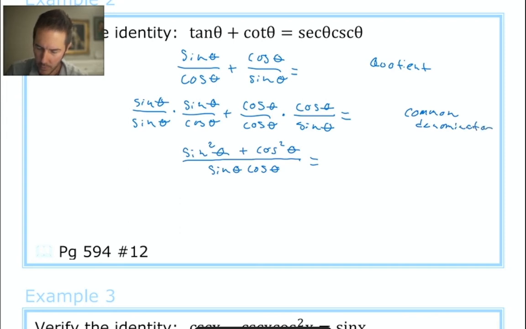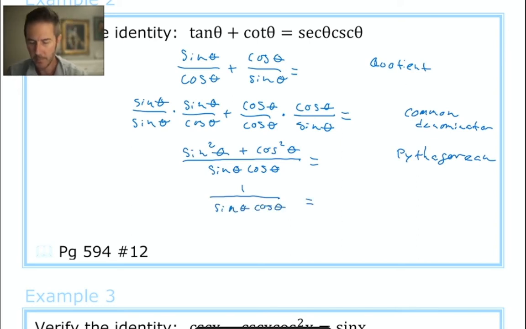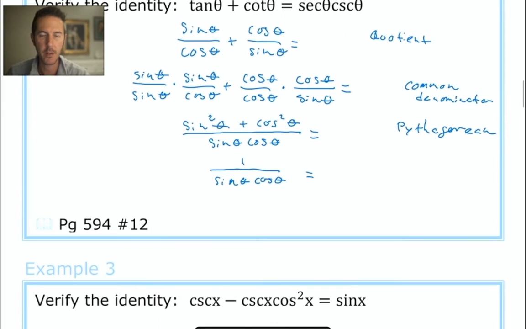And now we're going to pull the trigger on the Pythagorean identity and write the left-hand side as 1 over sine theta cosine theta. If I were grading your test or quiz, I would know that this left-hand side does pretty clearly equal the right-hand side. You have to know your audience, though.